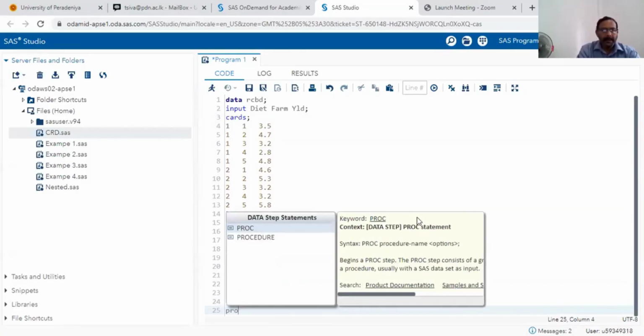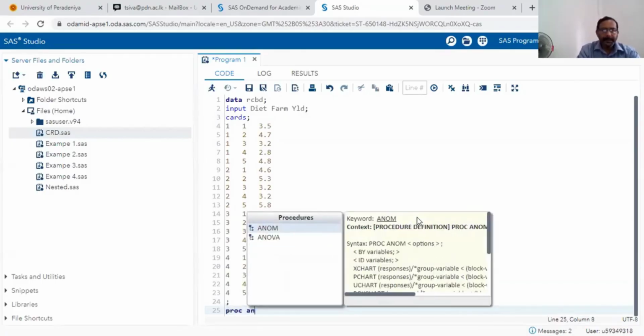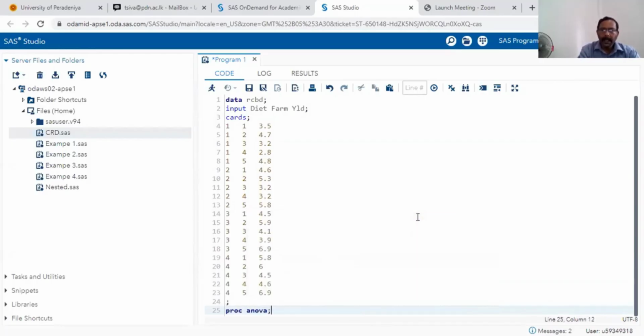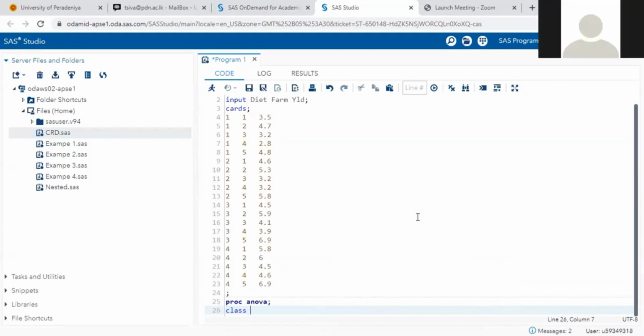Then PROC ANOVA, class, classified variable. What are the classified variables here? Anyone? Diet and farm. Diet and farm. Good. So we have two classified variables.